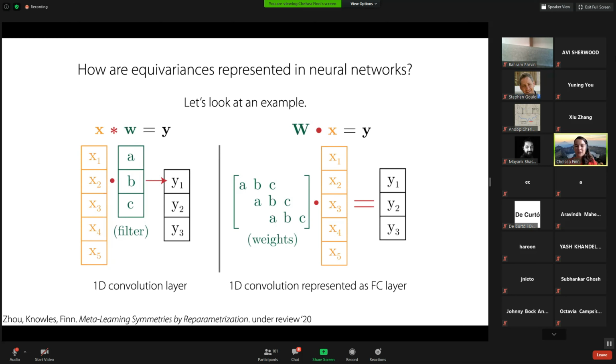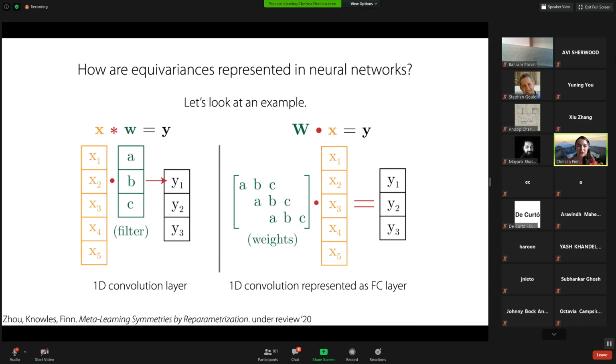You can always construct a fully connected layer that has the same sort of equivariance as that original function. So now that we have this visualization, we can note that what convolution corresponds to is a certain weight sharing pattern and a certain weight sparsity pattern, where ABC is shared, like different parameters of this fully connected matrix are shared in different parts of the matrix.